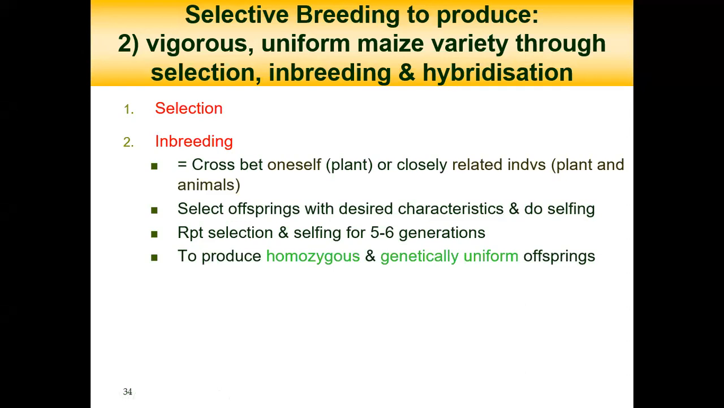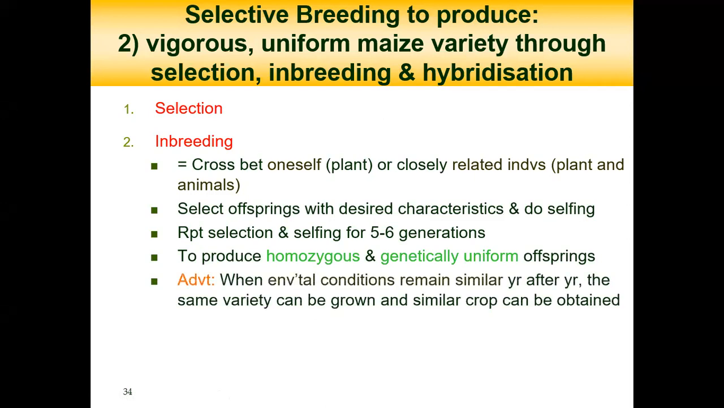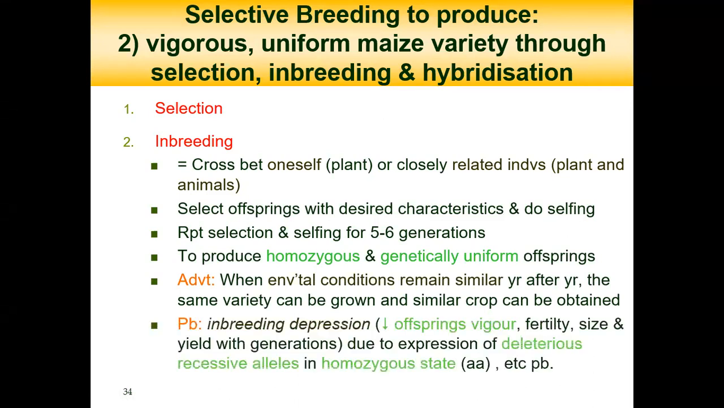So after that, we will produce homozygous, genetically uniform offspring. All of them are homozygous, okay? And what is the advantage of them being genetically identical? Homozygous means they need similar environmental conditions to survive. And when the environmental condition remains the same all the time, they will survive very well. You have chosen them to be able to survive very well, right? So if the environmental condition remains the same, they'll survive very well. Okay. And then they'll produce similar quality of crop.